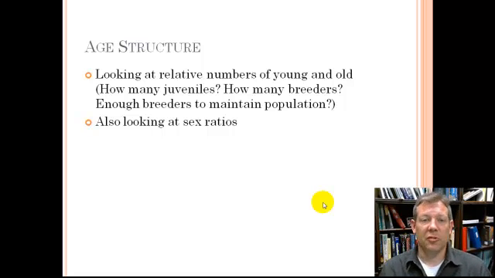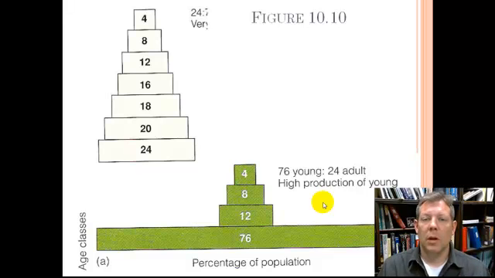So age structure is just what it sounds like: the relative number of young fish and old fish, and looking at the sex ratios as well. So this is one way that you could look at age structure. You could make a numbers pyramid where each part of the pyramid represents the number of organisms in a given age class. And by looking at the shape of the pyramid, you can kind of get a general idea of an estimate of what's going to happen in your population.